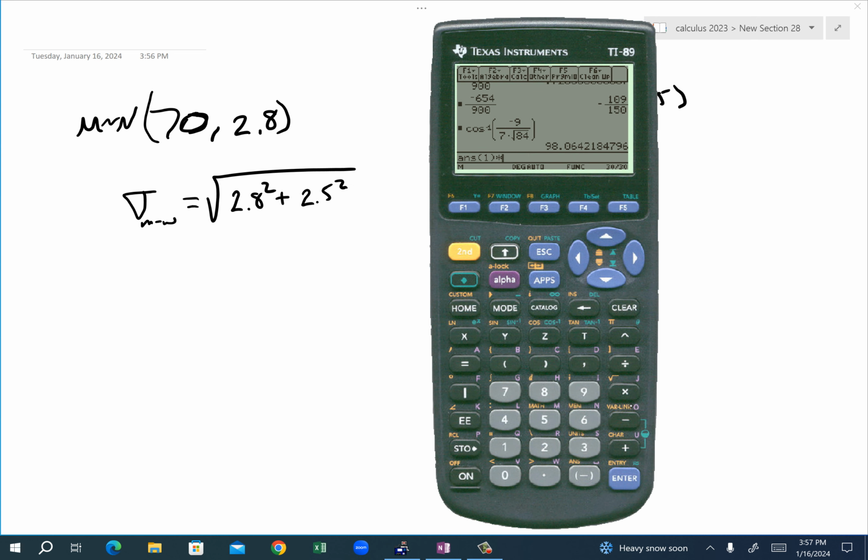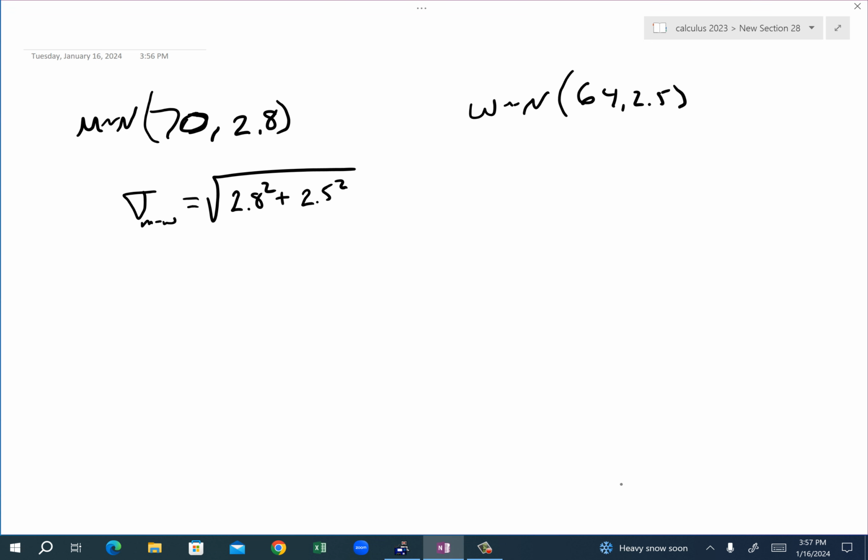So square root of 2.8 squared plus 2.5 squared, 3.75. Nice. Beautiful. Now, so knowing that the difference is more than 7.8 inches.